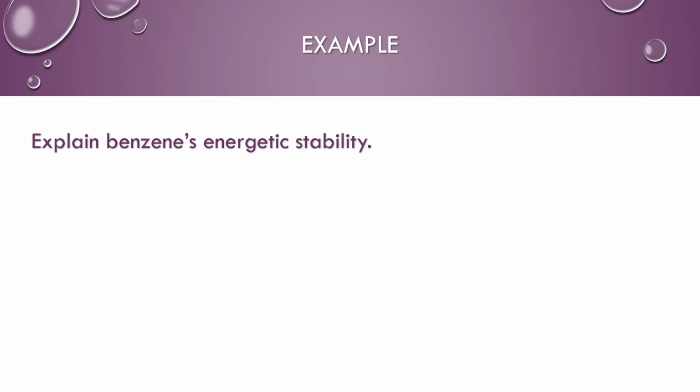Okay, so here's another example question about benzene. Explain its energetic stability. So because it has 3 double bonds or 6 pi electrons, and those 6 electrons are delocalized, they're free to move around the entire molecule. It really stabilizes the ring, which makes it very difficult for the molecule to undergo any specific reactions or changes because of how stable it is.